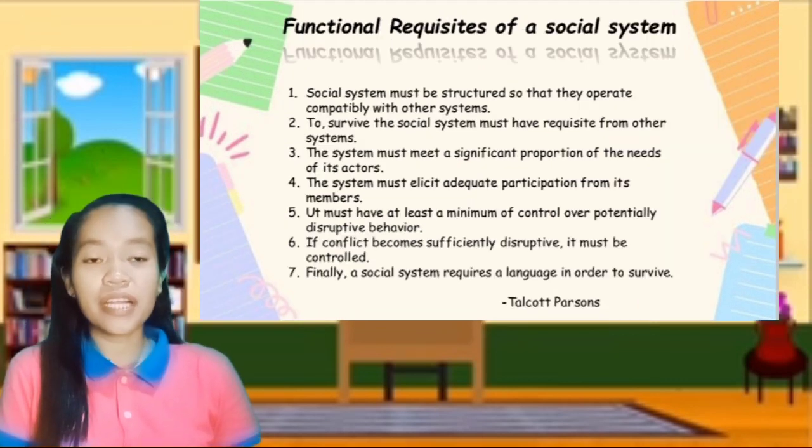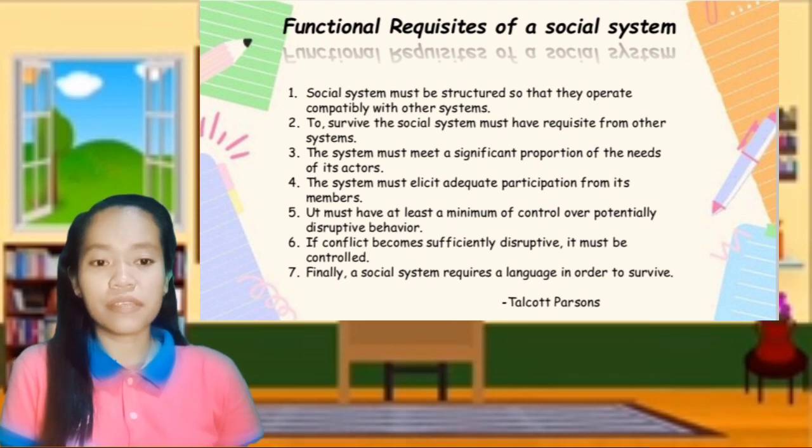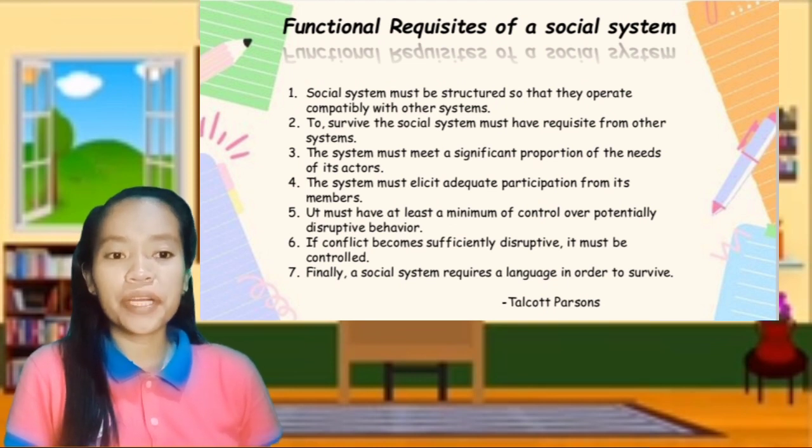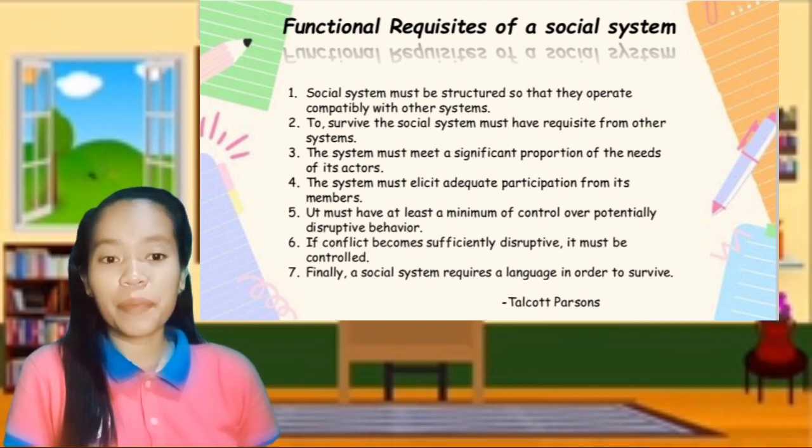So here are the functional requisites of a social system according to Talcott Parsons. The functionalist perspective is primarily concerned with why society assumes a particular form. It assumes that any society takes its particular form because that form works well for the society given its particular situation. Societies exist under a wide range of environmental situations.